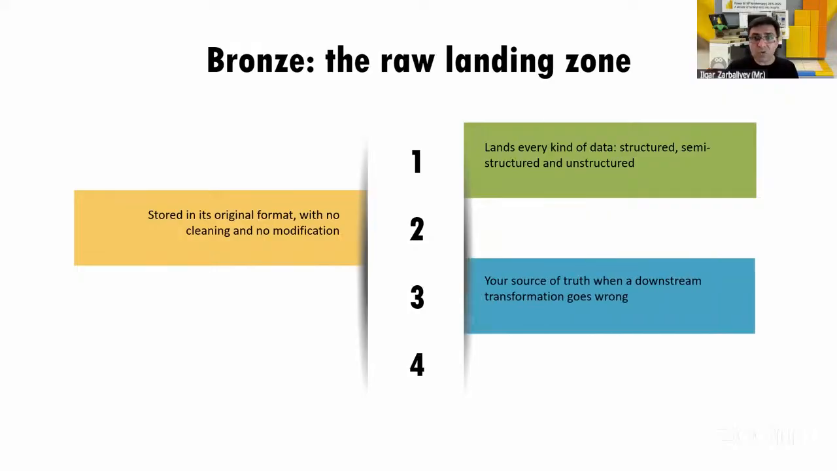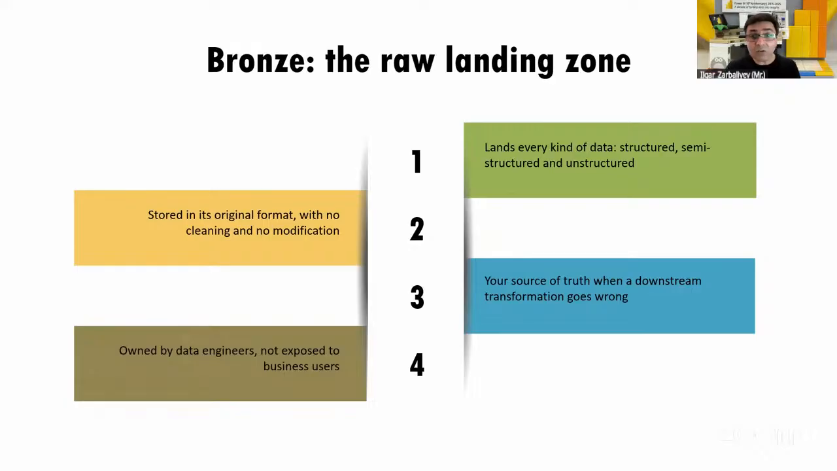Because Bronze is your insurance policy. If a transformation downstream turns out to be wrong, and it will happen, you reprocess from bronze. Without bronze, your only option is to go back to the source system and ask for a historical extract. And anyone who has made that request knows how the conversation goes. And the audience matters. Bronze is a data engineering area. Business users should not be building reports on bronze. If they are, something has gone wrong in the design.